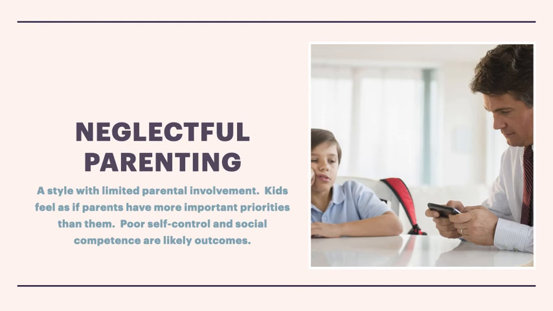Third type of parent is a neglectful parent. These parents are not very involved in the lives of their children. And the kids grow up feeling like they're not a priority to their parents. This can lead to acting out, which can look like poor self-control, and it can lead to poor social competence. So basically understanding the way you're supposed to act in society, the way you interact with other people. A lot of times these kids will act out for attention, or even if they have to use negative behavior, get that attention. And so that can lead to some behavioral issues.